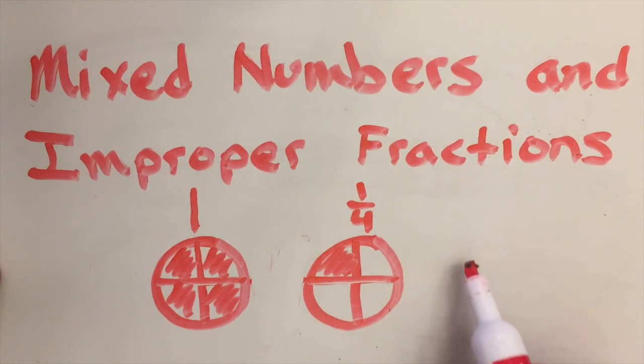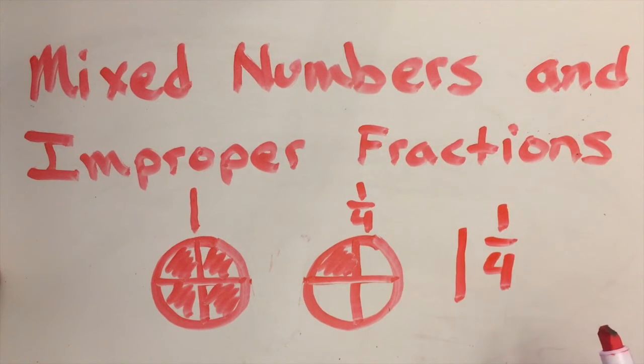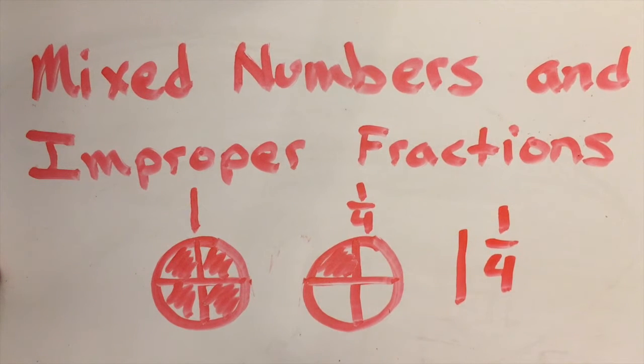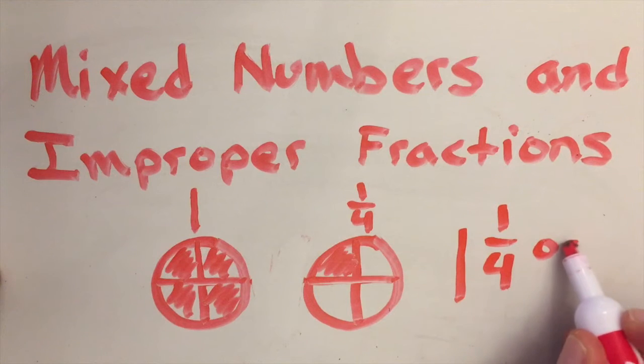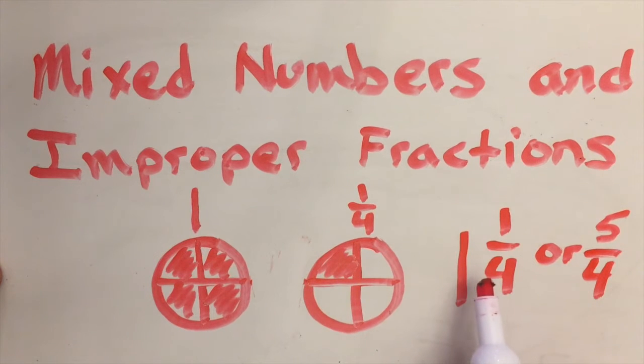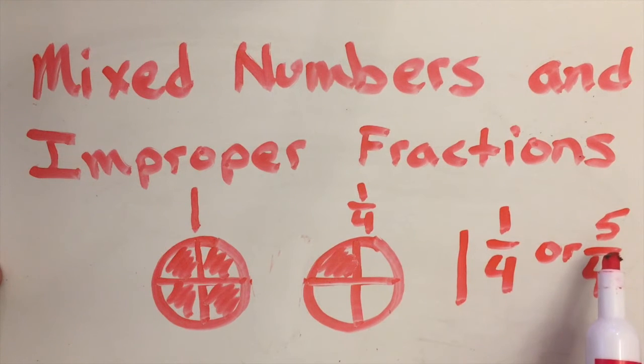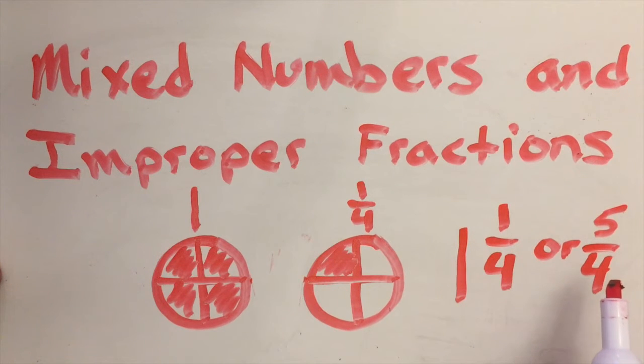So we can refer to that in two different ways. We can refer to it as one whole pie and 1/4 of a pie, or I can refer to it in terms of fourths. So I can count 1, 2, 3, 4, and I have one more. So I can say 1 1/4, or we can also call it 5/4. So 1 1/4 would be the mixed number, because it's mixed with a whole number and a fraction, and 5/4 would be the improper fraction, and you can recognize an improper fraction because the numerator, the top number, is larger than the denominator, the bottom number.